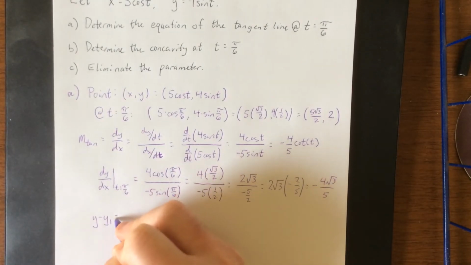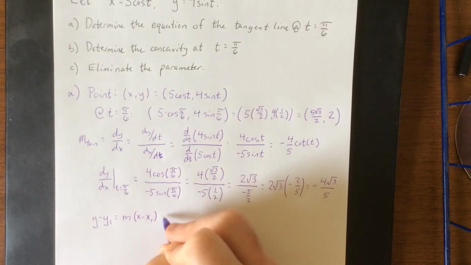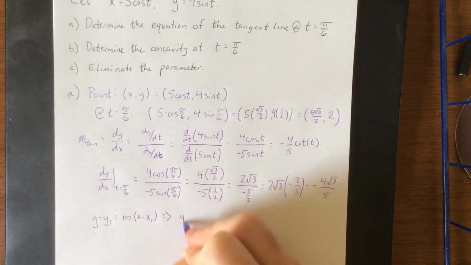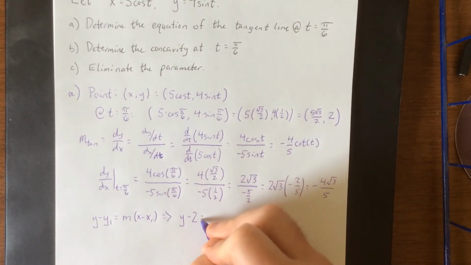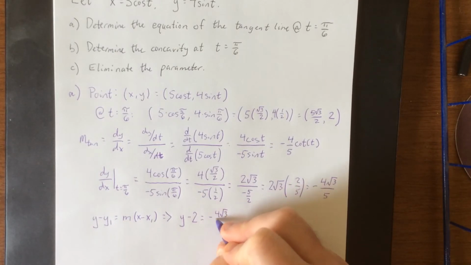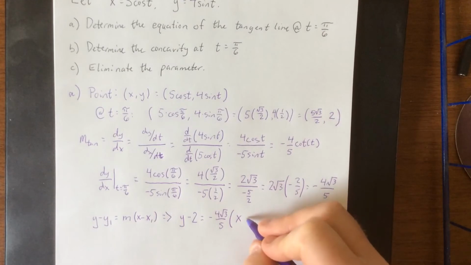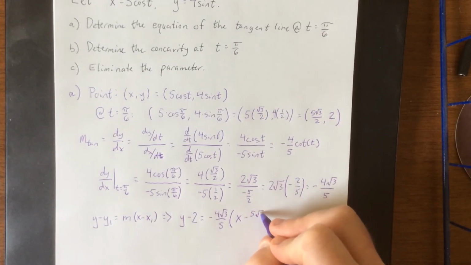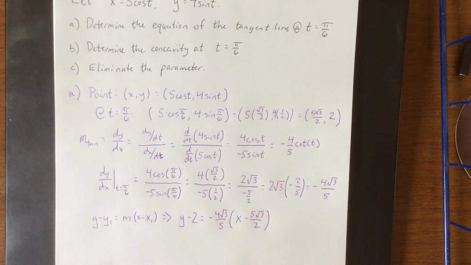y minus y1 is equal to m times x minus x1, which yields y minus 2 is equal to our slope, negative 4 square roots of 3 over 5, times x minus the corresponding x coordinate of the point. Now, as far as I'm concerned, that's looking just fine as far as the final answer is concerned.